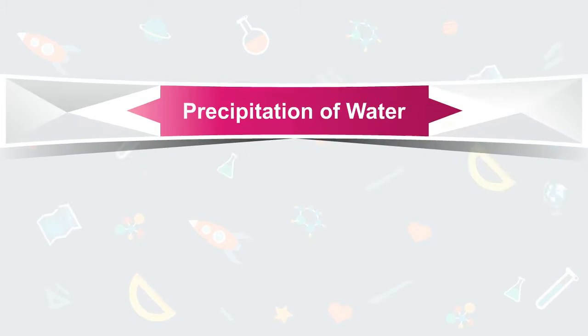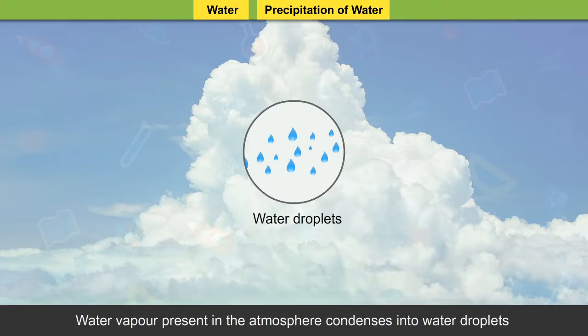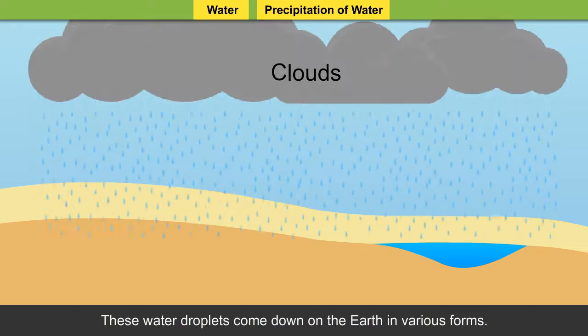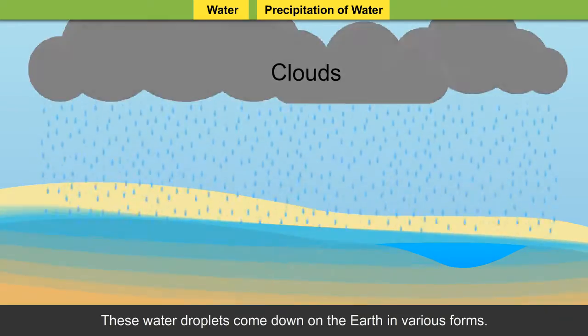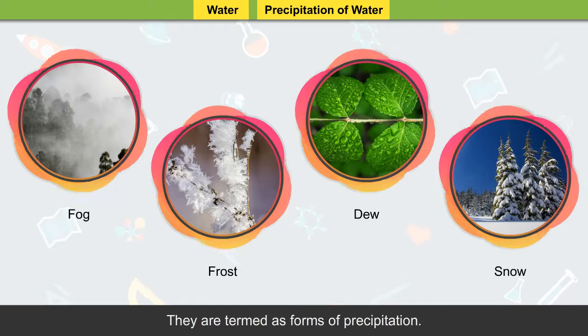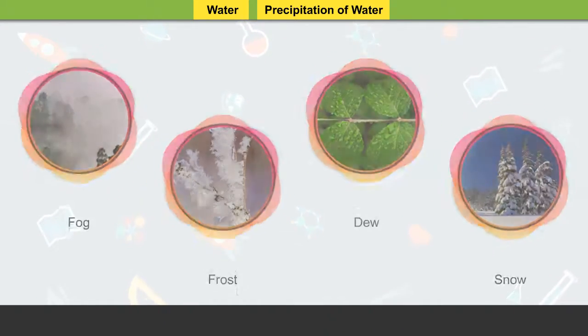Precipitation of water. Water vapor present in the atmosphere condenses into water droplets due to lower temperature of atmospheric air. These water droplets come down on the earth in various forms. They are termed as forms of precipitation. Some forms are briefly described here.